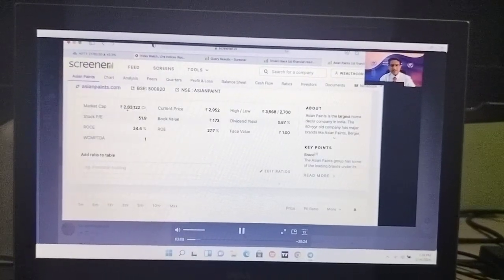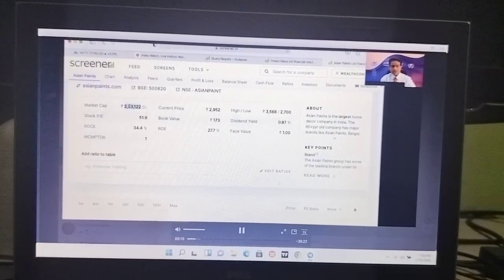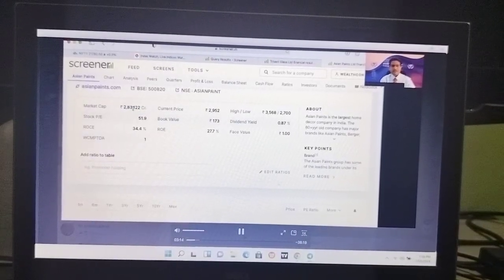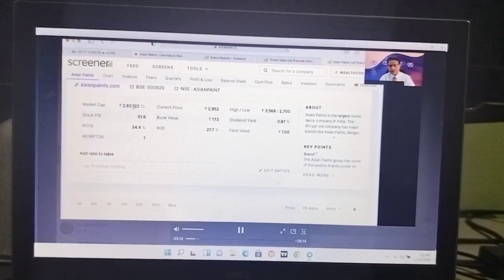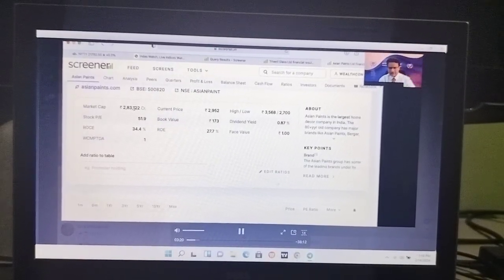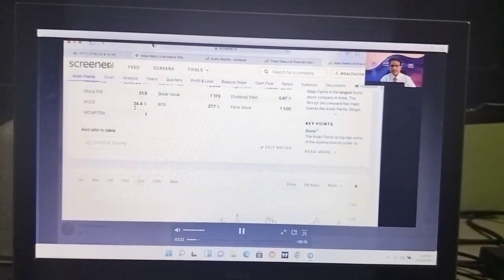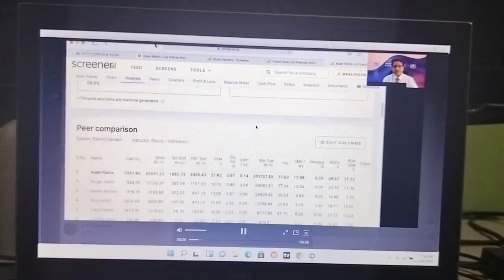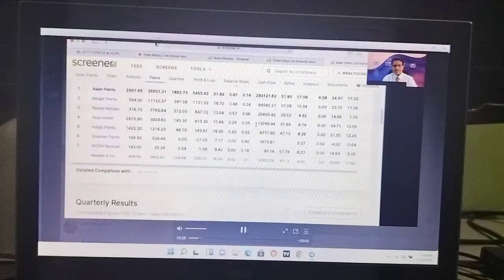MPTDS means market capitalization should be more than 10,000. Here it is 2 lakh 83,122 crores. So market capitalization is valid. Second is price, whether it is going up or not. And then go to TDS, for tax, dividend, sales.